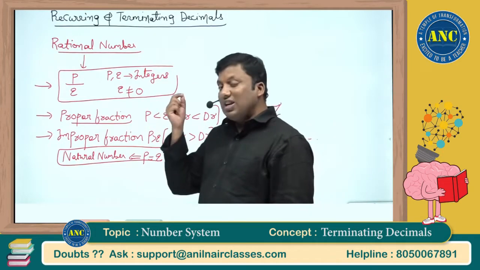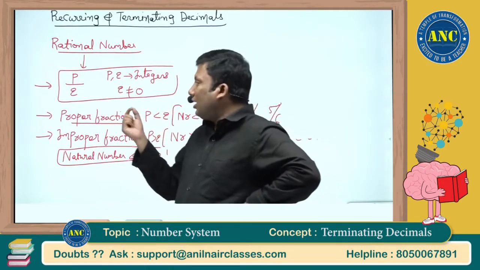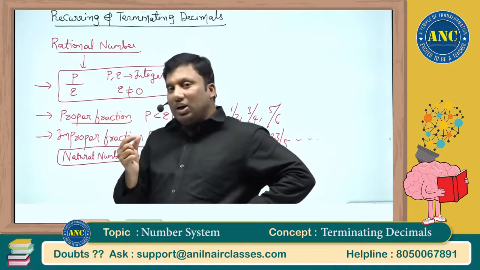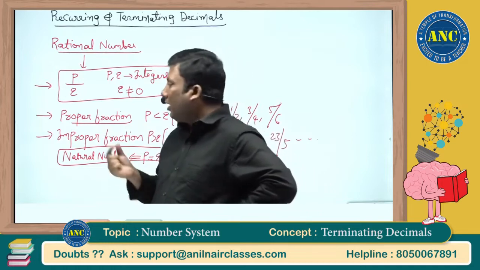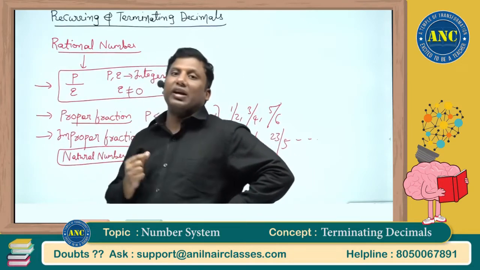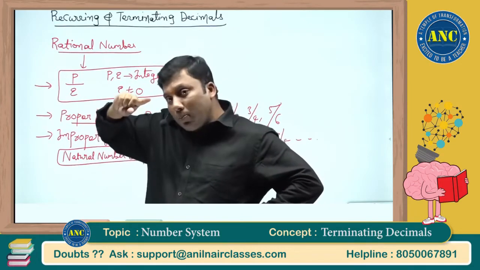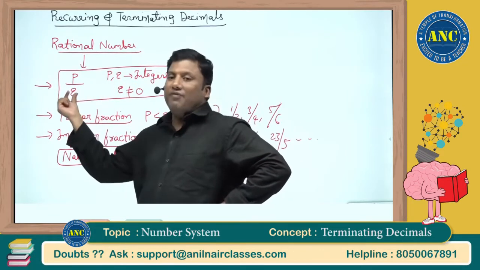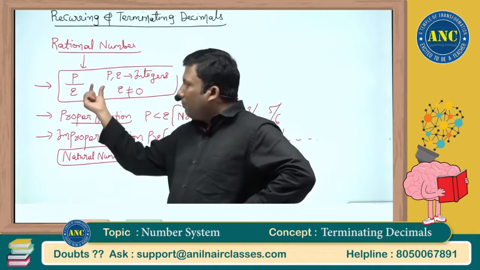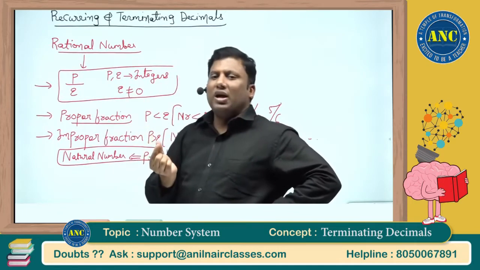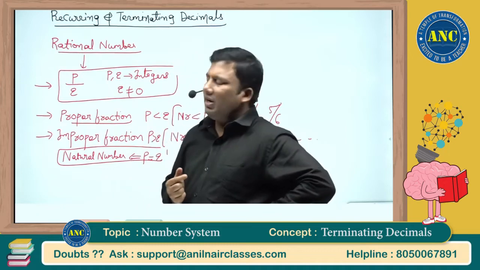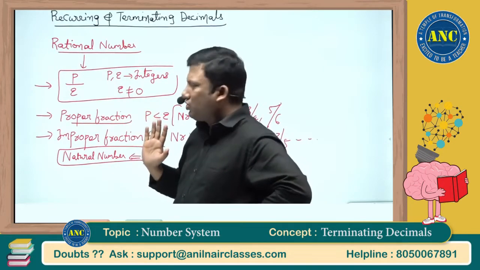For me, what is very, very important is the denominator. Under what condition will I get a terminating decimal? Under what condition will I get a recurring decimal? Up to a maximum of how many digits will the digits be repeated? Everything we will discuss right now. P by Q, a rational number, where P and Q are integers and Q is not equal to 0.